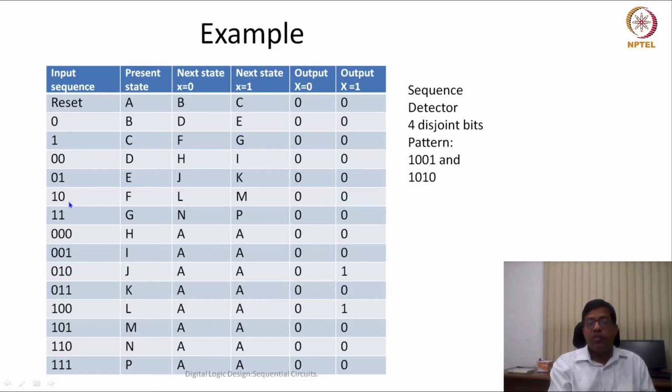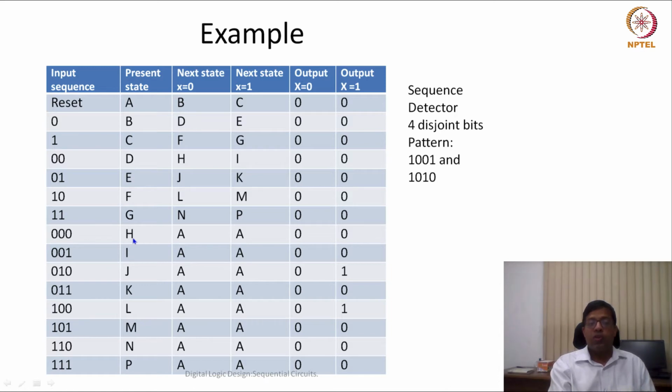So in case of F, 1 0 has already arrived, and in case of G, 1 1 has already arrived. And now from the D, let's say if input is 0, then we can have H state, and if input is 1, then I state. Similarly, J, K, L, M, N, and P. So all these possible states are there.